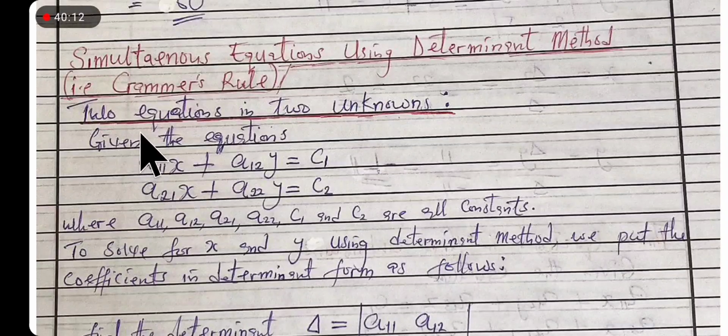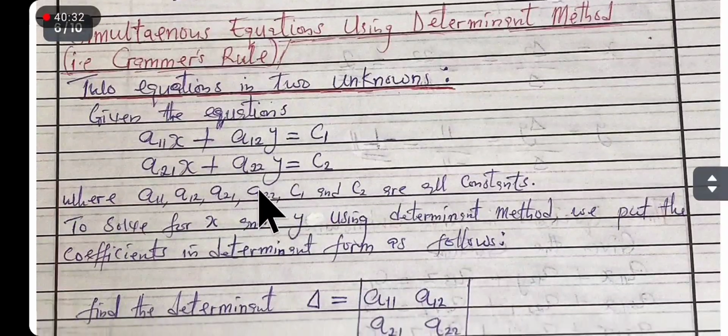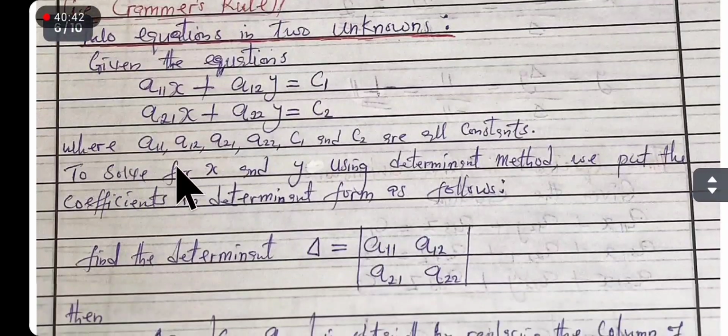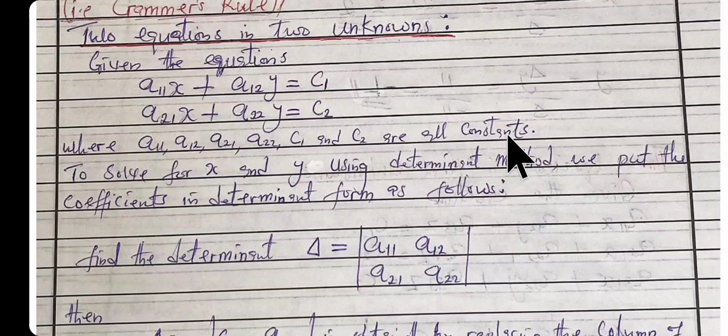So we are going to look at two equations in two unknowns. That is order 2. Two unknowns. When you have two unknowns, given that a11 x plus a12 y equals c1, a21 x plus a22 y equals c2. Now remember that x here is unknown, y here is unknown. Okay, so these c's are constants. Now all of these elements, this and this, are all constants.